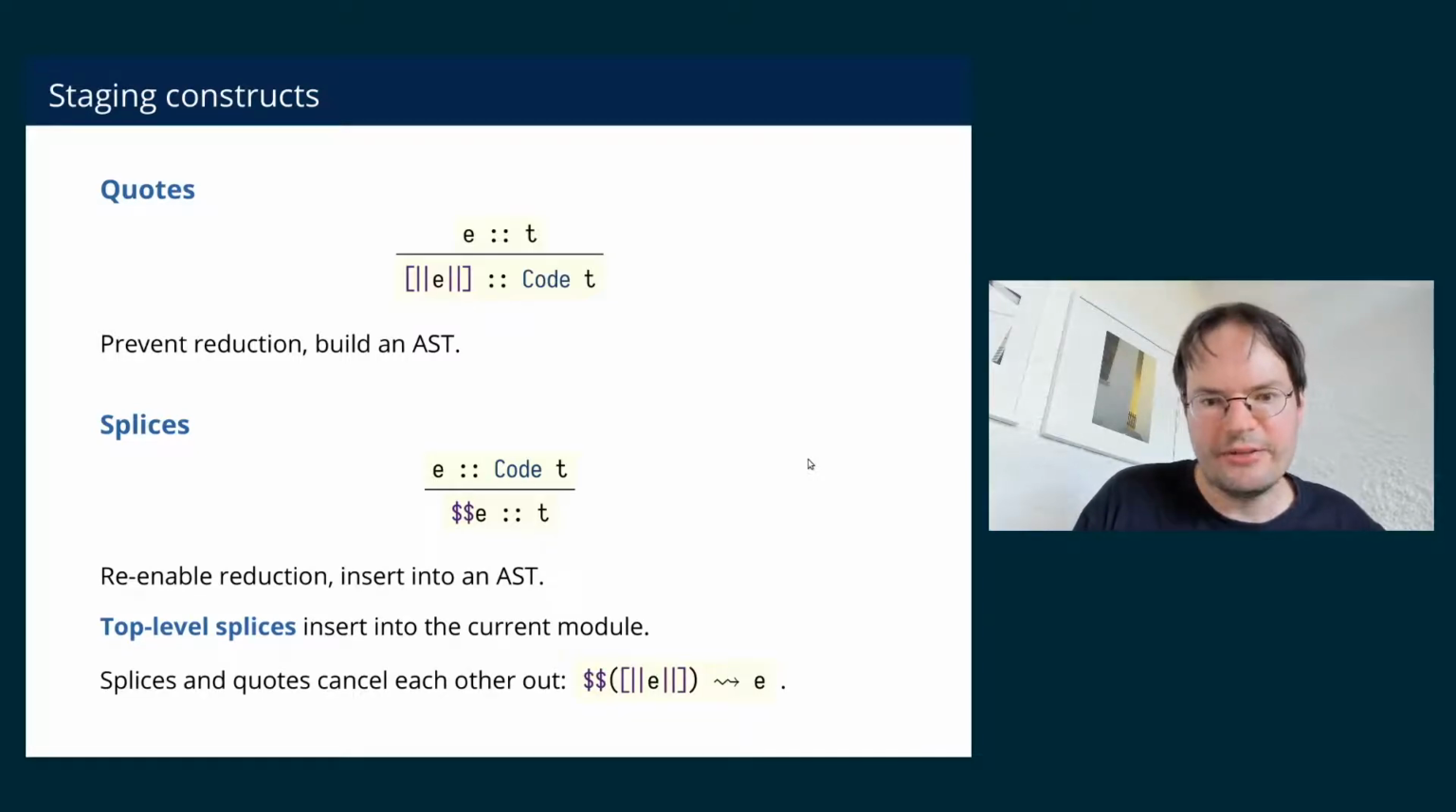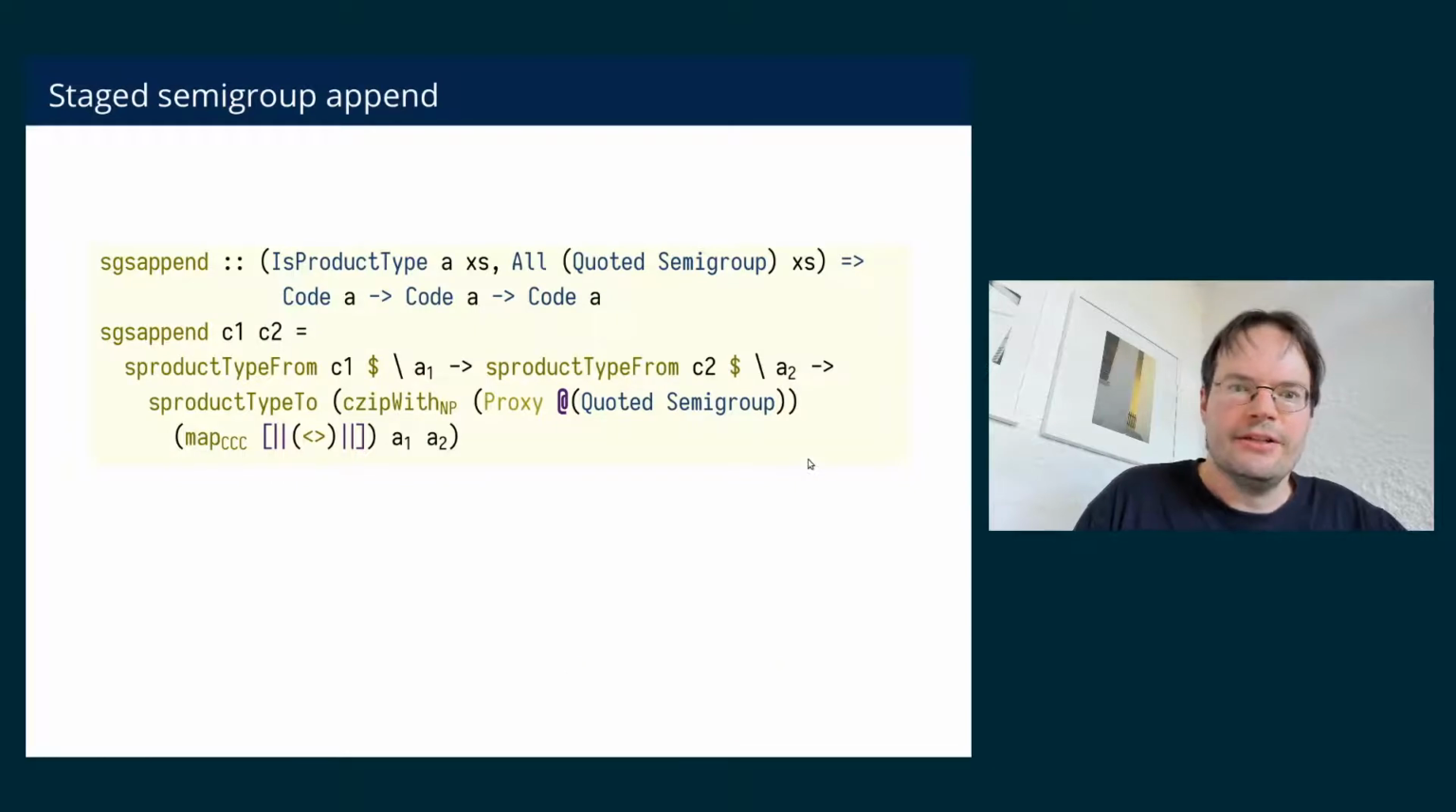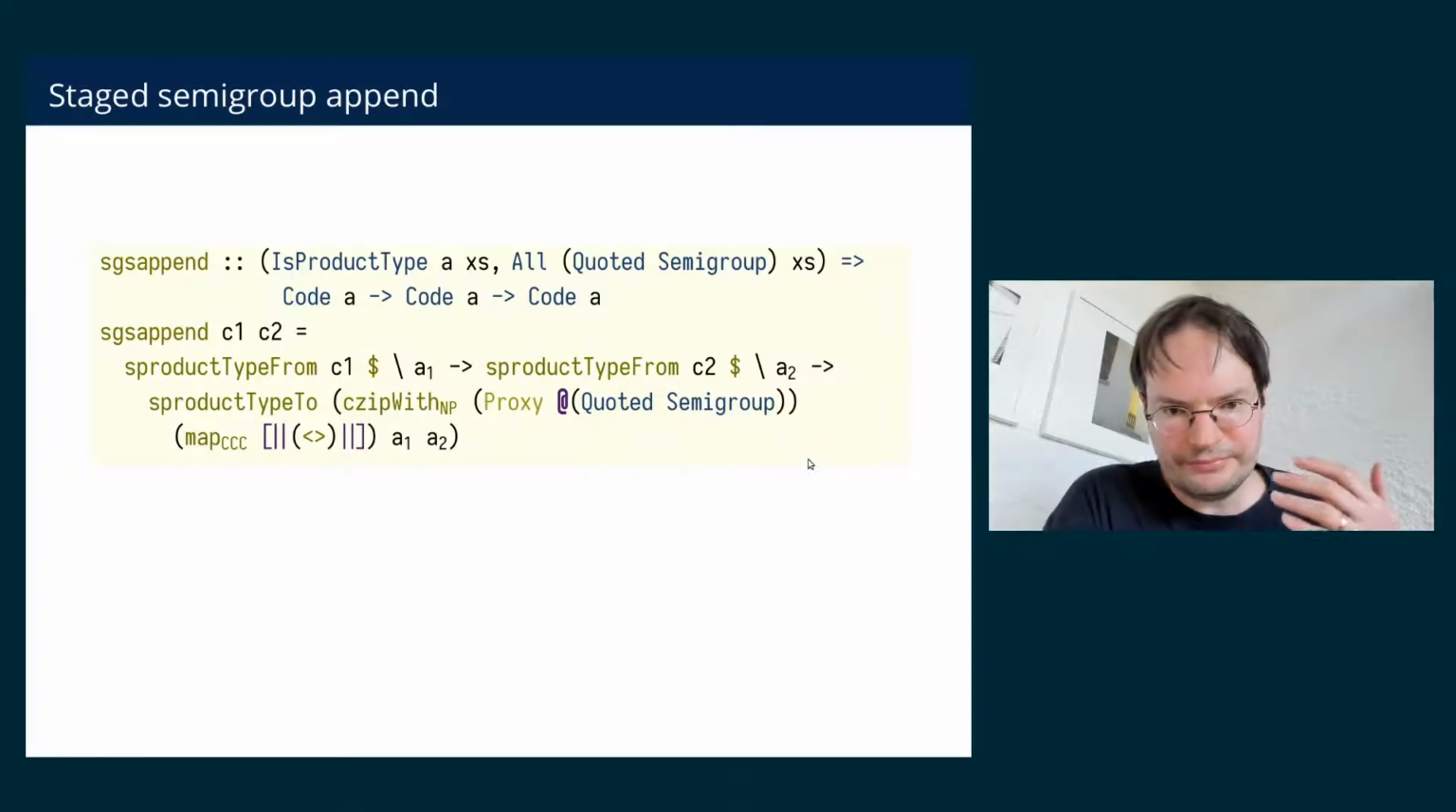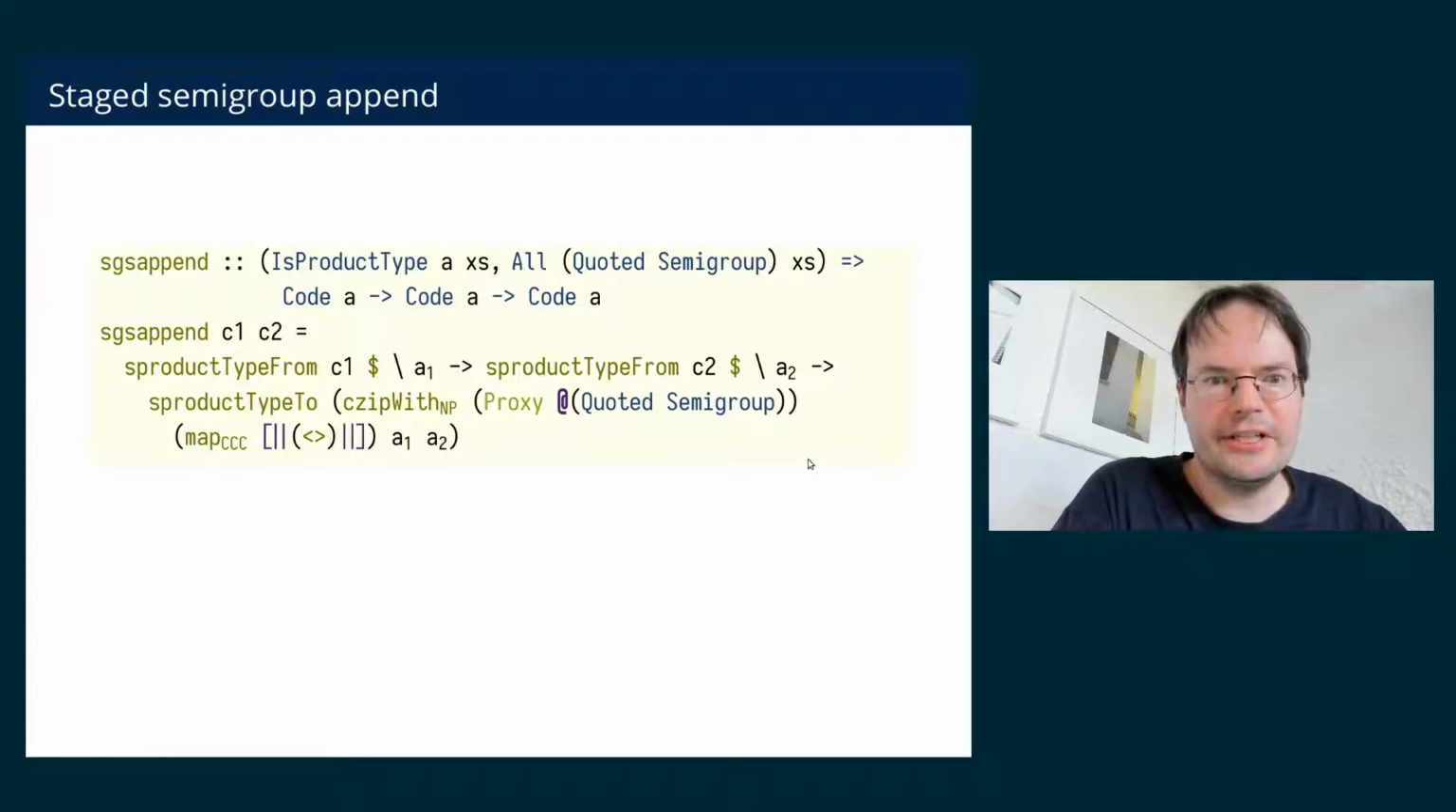So splices and quotes cancel each other out. If you splice something, then the contents of the splice are supposed to be a quote, and if you splice a quote of E, then you get just E. So what we have done is we have developed a variant of generics-sop that's called staged-sop.